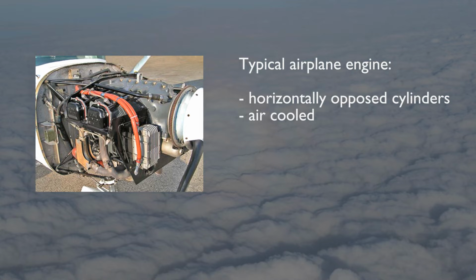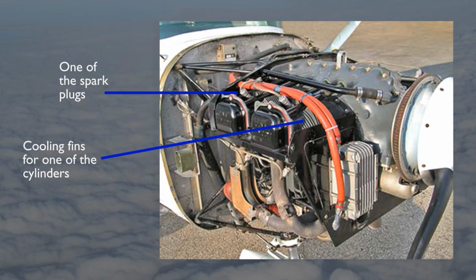In contrast to automobiles, airplane engines are air-cooled by outside air, which is routed by baffles across the cylinders and engine. Each cylinder has fins which allow the air to cool the cylinder more effectively.